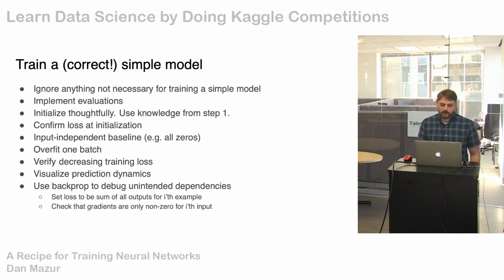Another interesting point he makes is to use backpropagation to debug unintended dependencies. The example he gives is that you set the loss to be the sum of all the outputs, but only for the ith example in a batch. Then you do your training and make sure that the gradients from the backpropagation are only non-zero for that ith output, given that loss function. That's one way you can test to make sure there's not some strange dependency that you haven't accounted for.